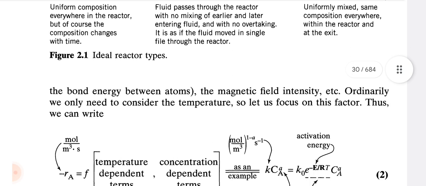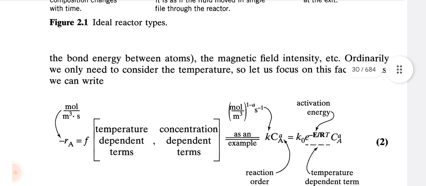Ideal reactor type. The bond energy between atoms, the magnetic field density, etc. Ordinarily, we only need to consider the temperature, so let us focus on this factor. First, we can write rate -rA, mole per meter cube second, is equal to temperature dependent terms times concentration dependent terms.